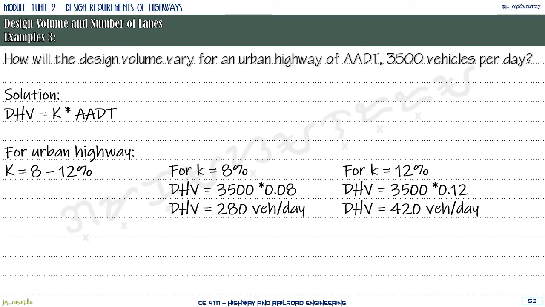So when designing now the volume of a road section, typically we would want to have a higher capacity. So if we are solving for a capacity, then we want to use a higher K value. But if you want to minimize the number of vehicles that would traverse a road section, so that we will arrive at a lower LOS, then we have to use a minimum value. Okay?